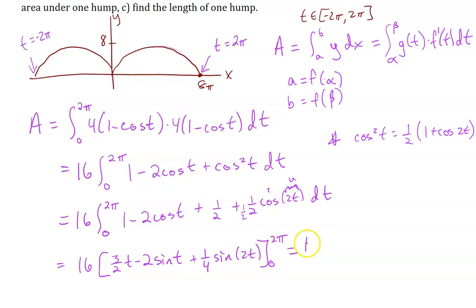Okay, now we're evaluating 16 times the quantity. So 3 over 2 times 2 pi is 3 pi. And then minus sine of 2 pi, sine of 4 pi are all 0. And then if I plug in 0, I still get 0. So minus 0 plus 0 minus plug 0 in, we get that. Okay, so we end up with 48 pi as the area.